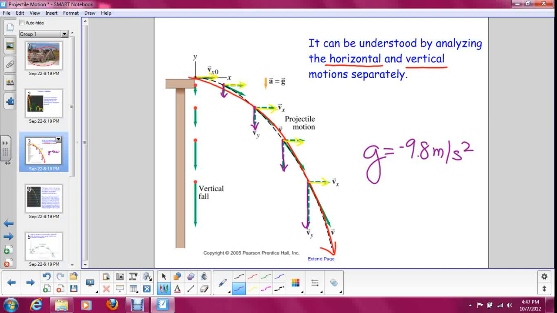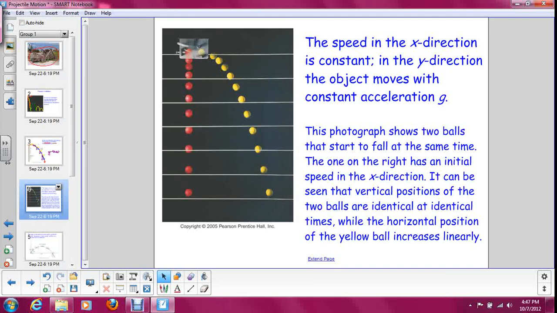And if you notice, this picture right here is really just vector addition. We have our x component and our y component, and we can add it to get the overall vector, or the trajectory. Here, trajectory means path of the ball. So the yellow arrows are our horizontal components, the purple arrows are the vertical components, and the blue arrows are the overall trajectories of this ball. So the speed in the x direction is constant. It does not change. In the y direction, the object moves with a constant acceleration of g.